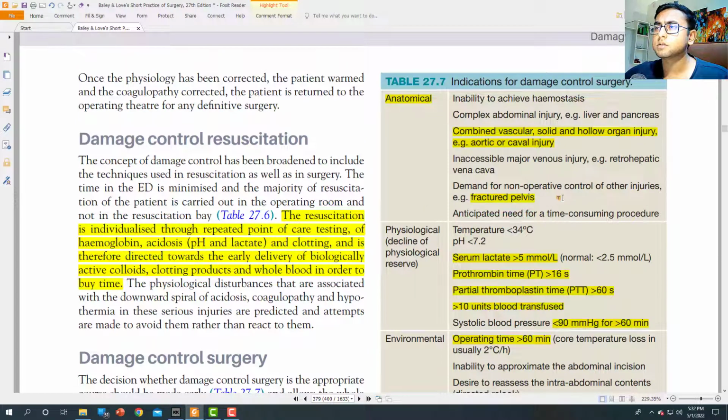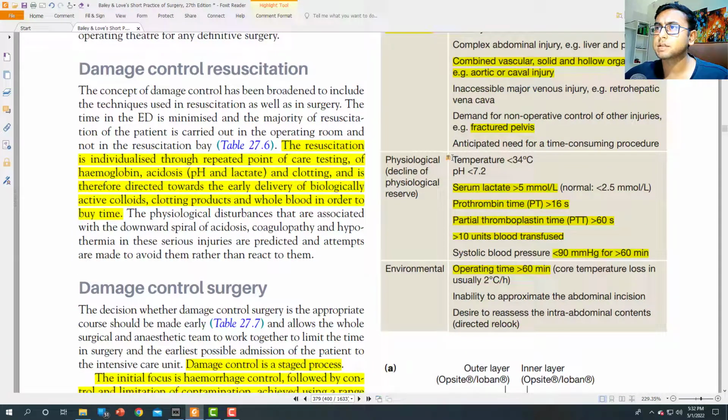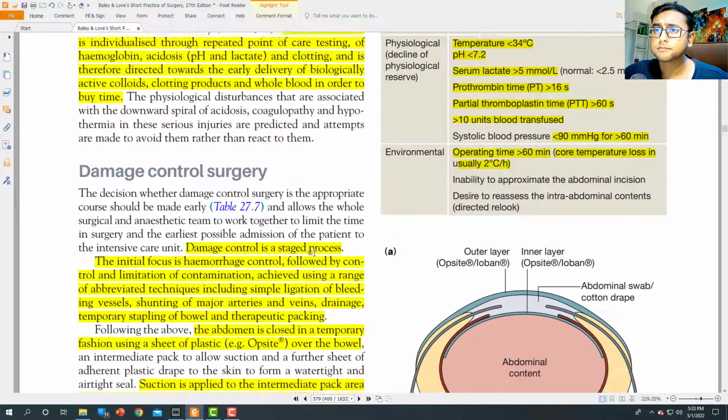Indications for damage control surgery: temperature must be less than 34, pH less than 7.2, lactate more than 5, prothrombin time more than 16 seconds, partial thromboplastin time more than 60 seconds, more than 10 units of blood transfused, and operating time of more than 60 minutes. If core temperature loss occurs, usually 2 degrees centigrade, we must hurry the operation if we need.